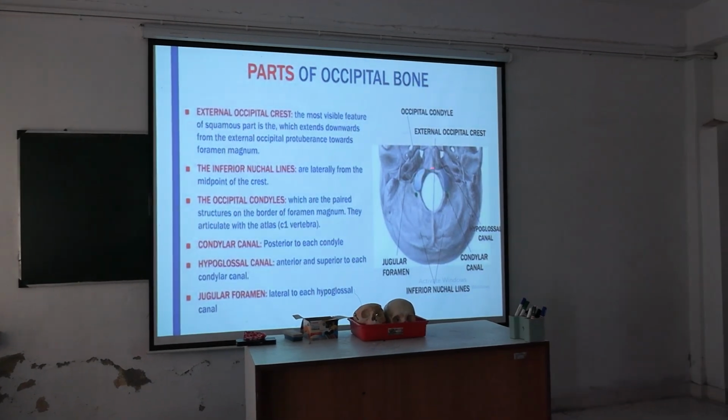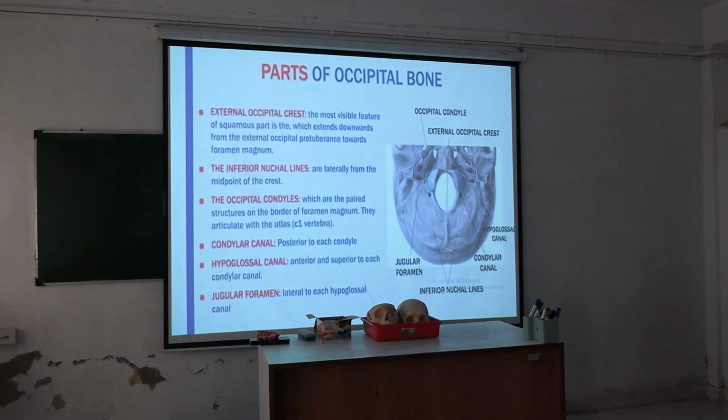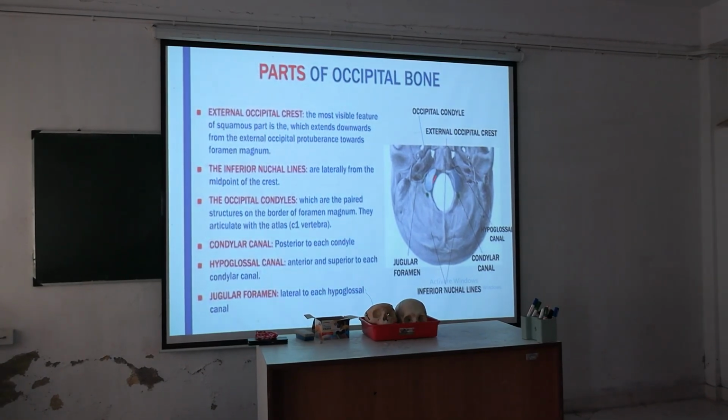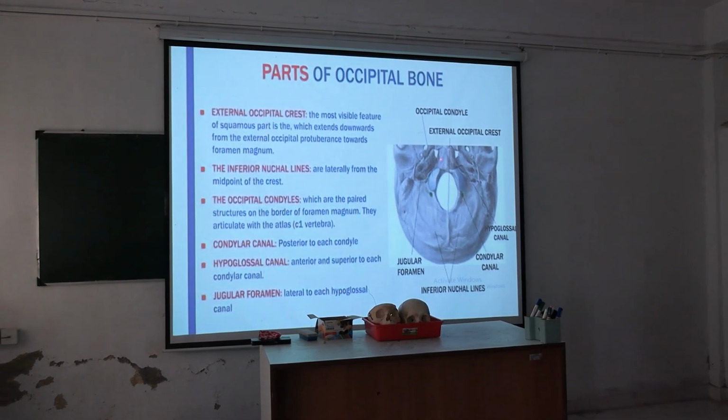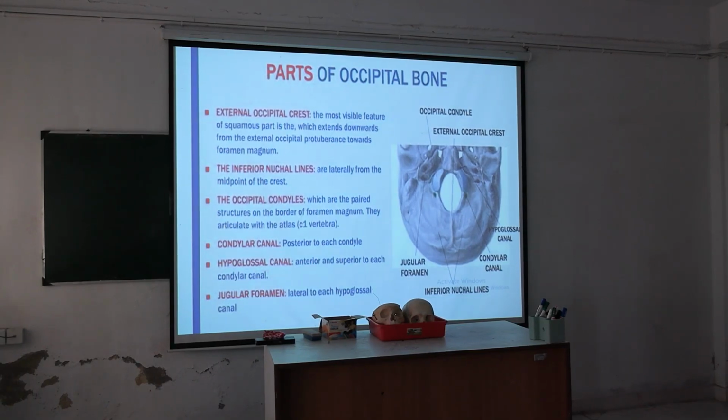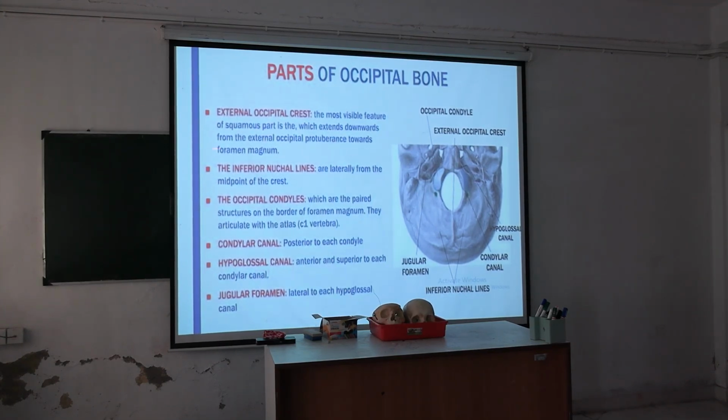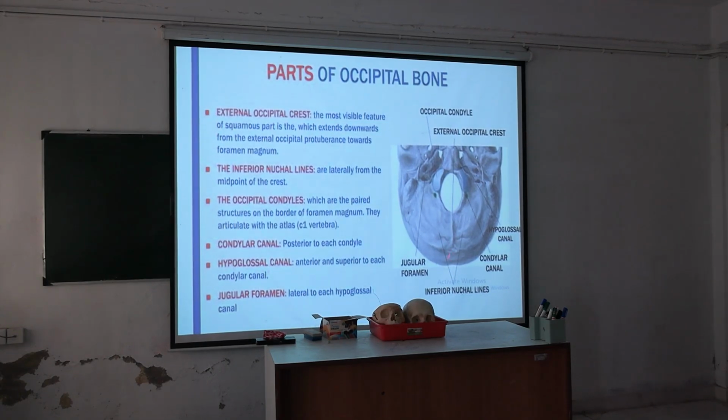See here, this is the anterior part, the basilar part, and the posterior part, the squamous part. On the 2 sides of the foramen magnum are the lateral parts, which have the condyles. Next, other features of the occipital bone: the external occipital crest. It is the most visible feature of the squamous part, and it extends downward from the external occipital protuberance towards the foramen magnum. This is the extent of the external occipital crest.